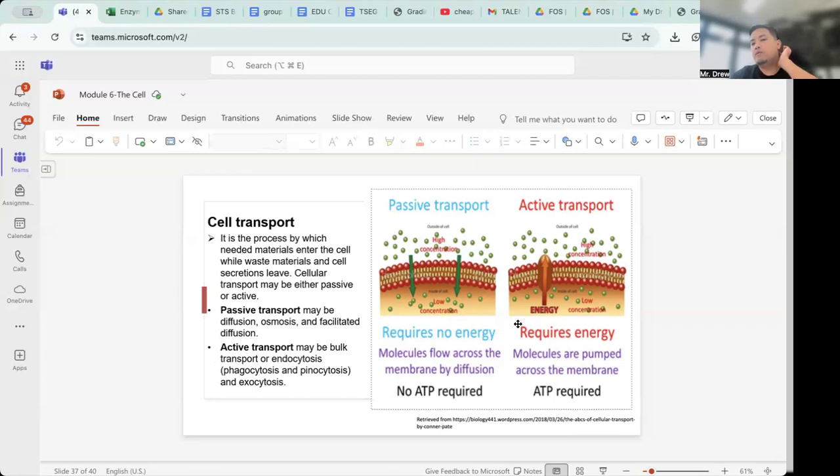So for active transport, cells often use protein channels like pumps.